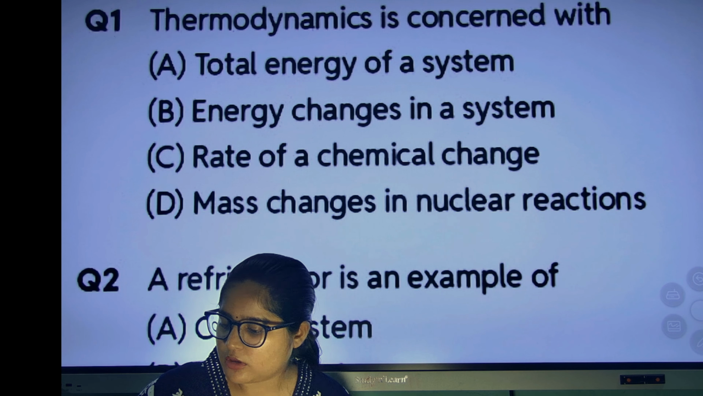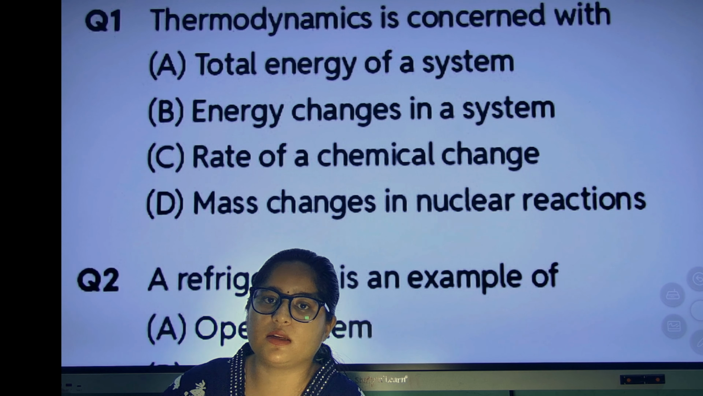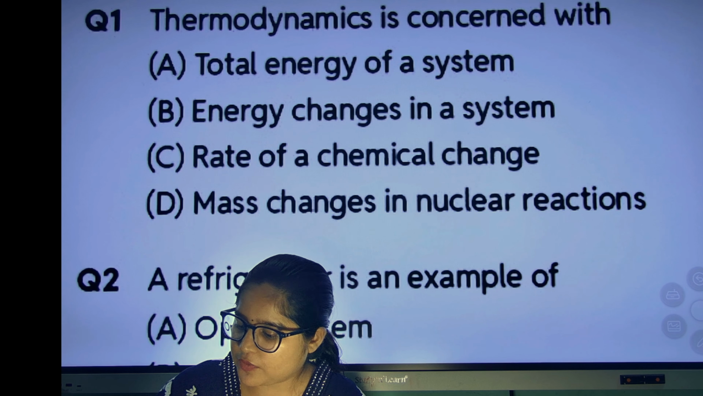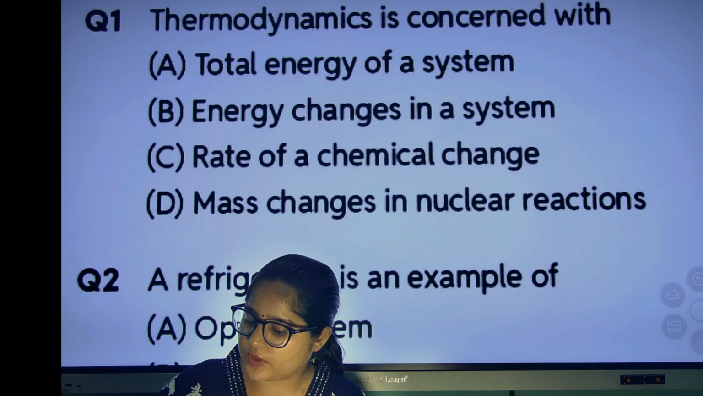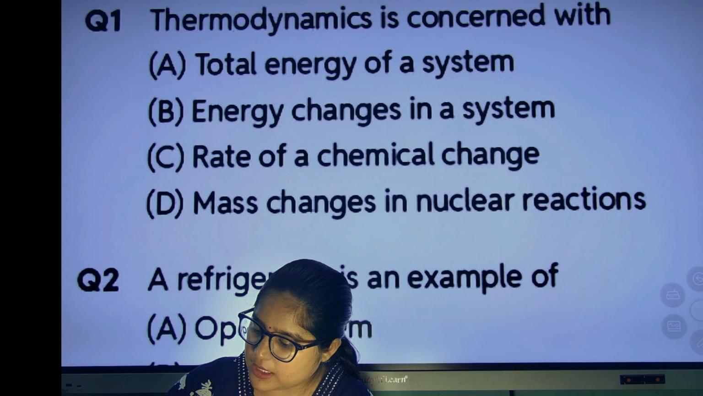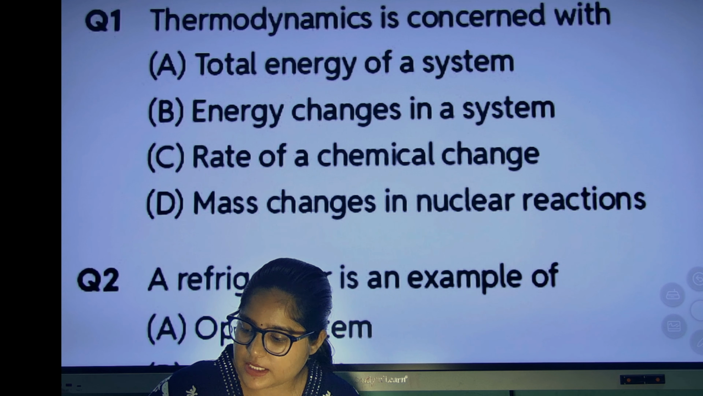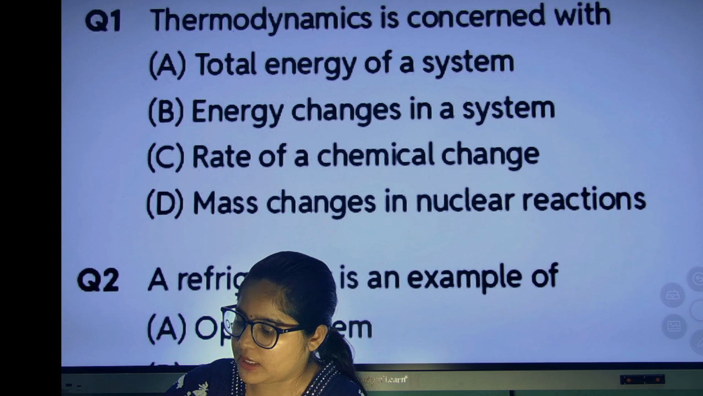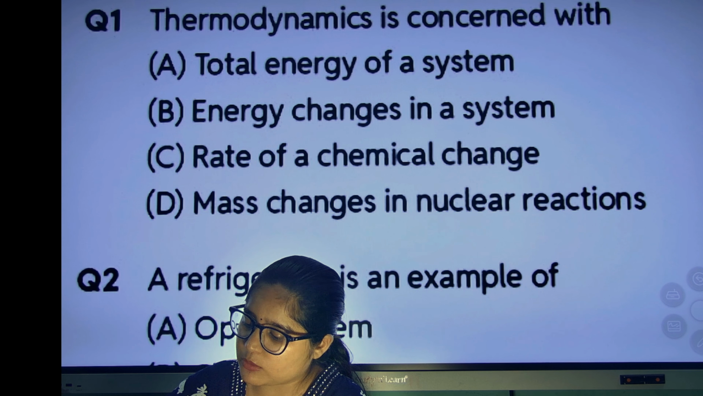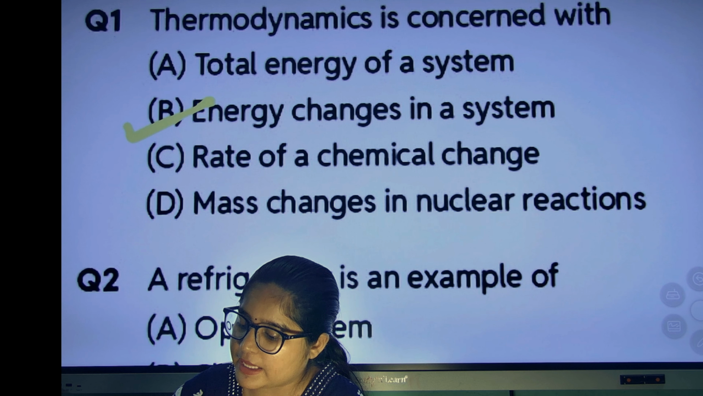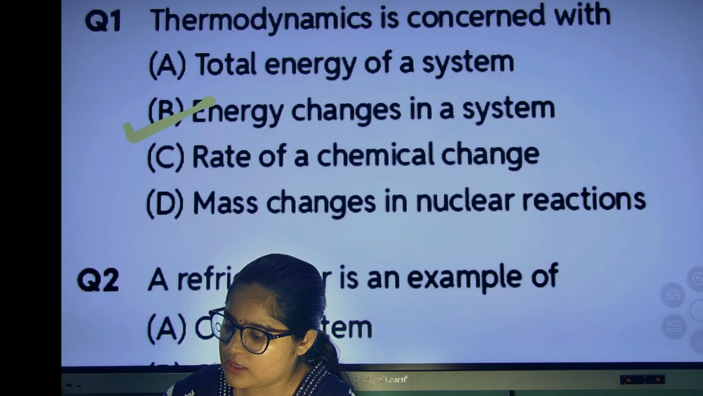Okay, so let us solve DPPs on the chapter Thermodynamics and Thermochemistry. First question of DPP 1. Thermodynamics is concerned with total energy of a system, energy change in a system, rate of chemical change or mass change in nuclear reaction. So thermodynamics is concerned with energy change in a system.